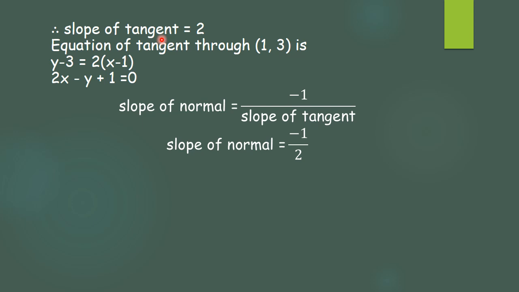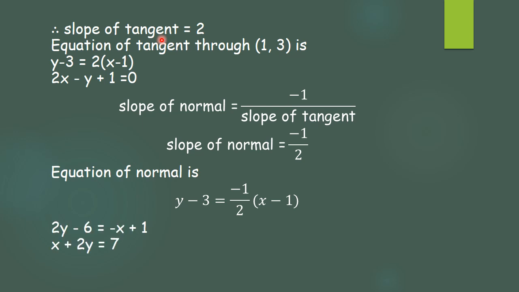We know the slope of a normal. The normal also passes through the point (1, 3). And so the equation of a normal will be y minus 3 is equal to minus half bracket x minus 1. On simplifying we get 2y minus 6 is equal to minus x plus 1, or more simplified we can write x plus 2y is equal to 7. So here we have calculated the equation of a tangent and we have found out the equation of a normal.